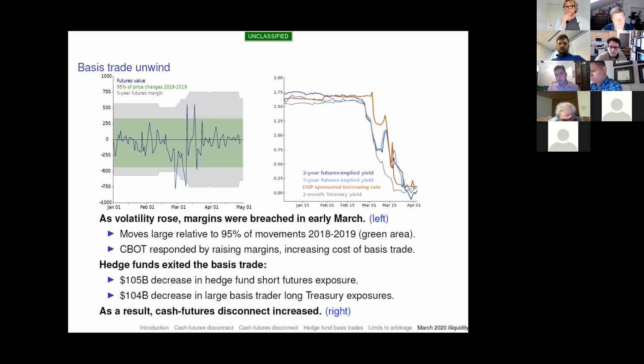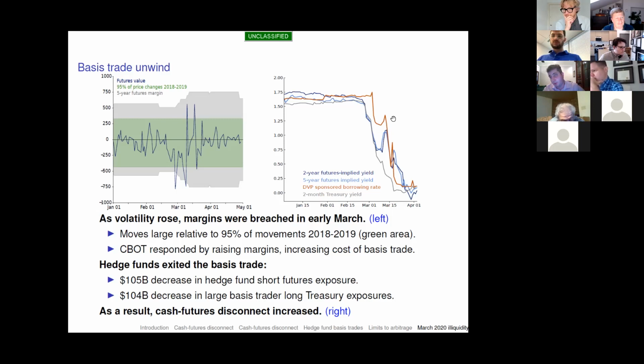The other risk that hedge funds were exposed to was through the repo market. What we can see is that this red line in this figure shows the repo rate charged to sponsored borrowers, so that's essentially hedge funds in DVP. We can see the effect of the decreases in the Fed funds rate target here and here. But we can also see that going into the second week of March, DVP repo rates for hedge funds actually rose above what that rate would suggest. We'll show you a spread in a second that'll make this clearer, but this suggests that there were some problems with repo market liquidity during this period.